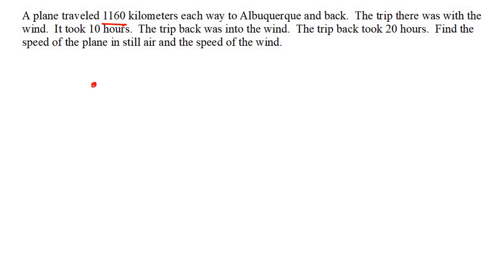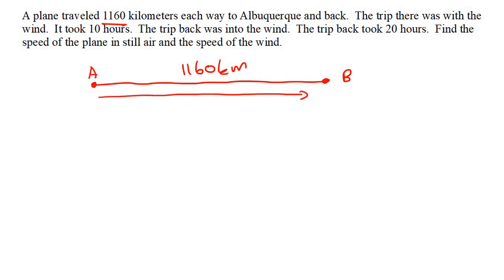So we've got a plane that starts here at position A, for example, goes to position B. Okay, it's 1,160 kilometers. So the plane goes there, and then the plane flies back. The trip there was with the wind. Okay, so going there was with the wind. That means the plane flies faster because the wind is pushing the plane. And then the trip back was into the wind. So that makes it a bit slower because the plane flies into the wind. So it slows down a little bit.